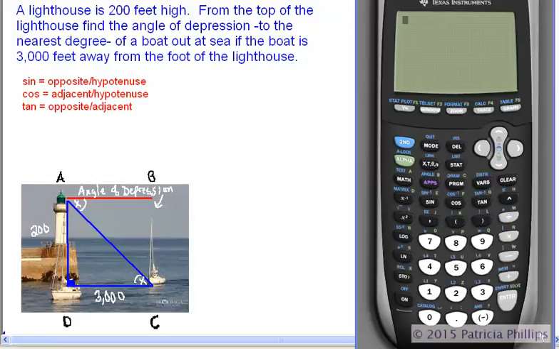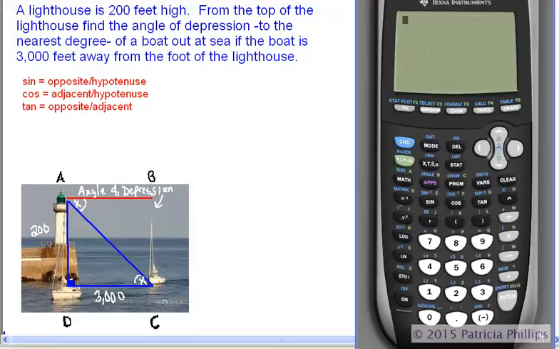We have a lighthouse labeled as being 200 feet high, and it's looking out straight ahead. And this is a 90-degree angle from the lighthouse to the view straight out ahead. However, there's a boat down below. And in the event that the lighthouse focuses on that boat, then it will be looking down at an angle of depression. And this is an unknown angle. But we do see that the boat is 3,000 feet away from the foot of the lighthouse.